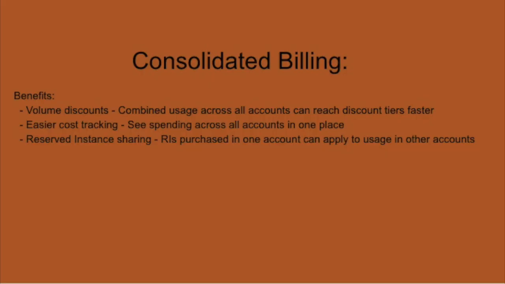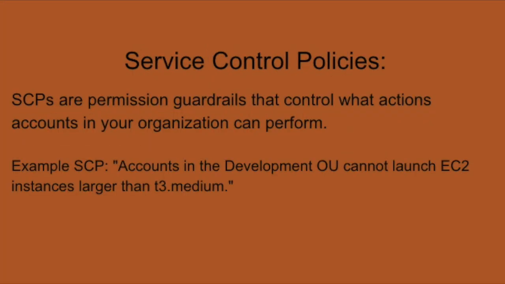Service control policies are the key governance feature. SCPs are permission guardrails that control what actions accounts in your organization can perform. An example SCP is: accounts in the development OU cannot launch EC2 instances larger than T3 medium. Even if a user has admin permissions in their account, the SCP overrides it. So SCPs are about setting boundaries, not granting permissions.